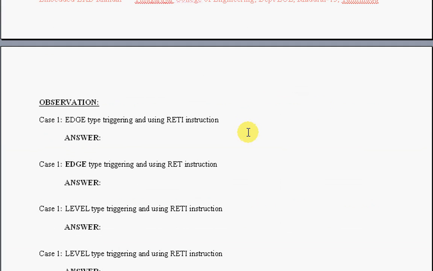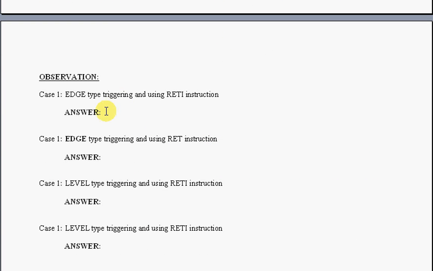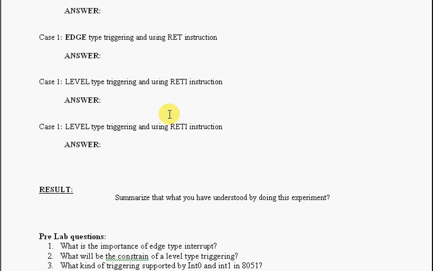And the observation is you are going to change the triggering type as well as the RET and RETI instruction. Case 1, make the triggering type to be edge and use the RETI instruction in the ISR and write your observations. Whatever you are able to see in the program execution, you just summarize your result. By changing other triggering types and return instructions, you have to observe individually and write your observation. Write-up is your observation.